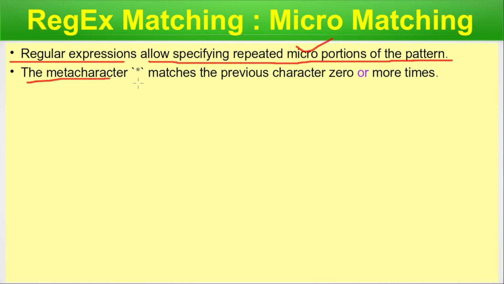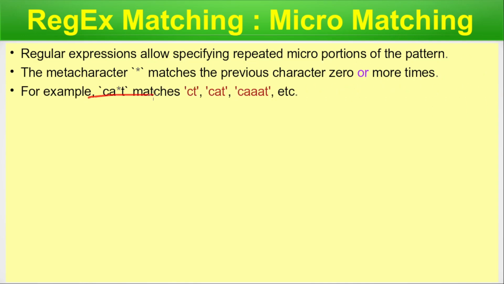The meta character star matches the previous character 0 or more times. That means we have A and then we have a star. That means we have 0 times A or more than 0 times A. For example, ca*t matches ct. Here you can see the star in between the cat, and this will match ct, cat, and caat. That means this A could be 0 times, 1 times, or many times.